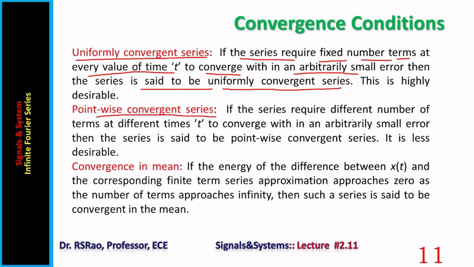If the series requires a different number of terms at different times t to converge within an arbitrarily small error, then the series is said to be a point-wise convergent series. It is less desirable. Third one is convergence in mean. If the energy of the difference between x of t and the corresponding finite term series expansion approximation approaches 0 as the number of terms approaches infinity, then such a series is said to be convergent in mean. Convergence is an important aspect.